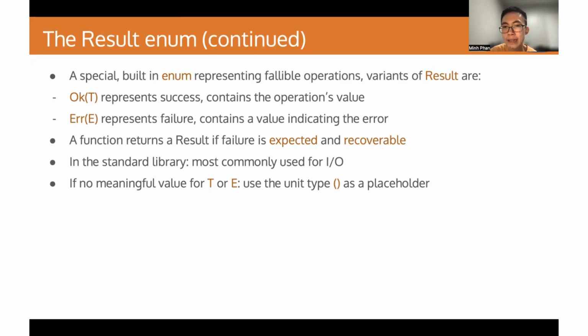A function may return a Result if failure is expected and recoverable. So you expect the function to encounter failures from time to time, and you want to account for that case. So that's like exceptions. In the Rust standard library, the Result type is most commonly used for IO. If we have no meaningful value for T and E, so we just want to perform an operation and we don't expect it to return any value, we use a unit type as a placeholder. And let's look at an example.